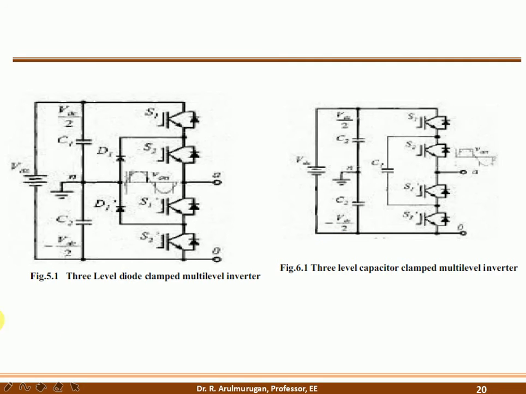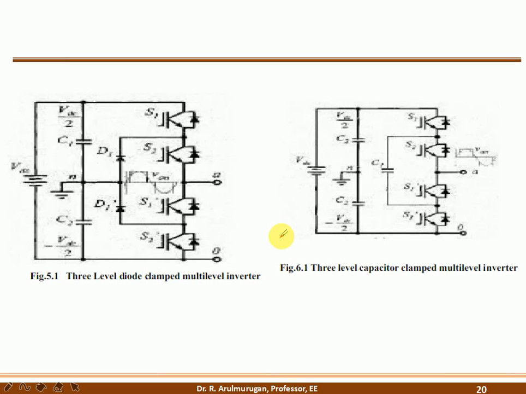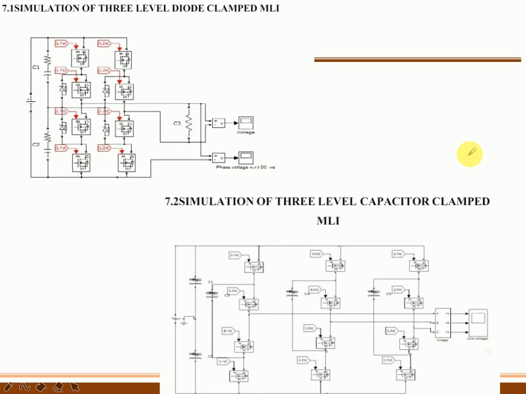This is about the diode clamped inverter, and the other is the flying capacitor method. For the MATLAB simulation, this is the connection for one leg only, that is, phase A only. Similarly for phase B and phase C, you connect in the same way. You need to connect four switches and a flying capacitor, so we connect it like this across the 3 legs.